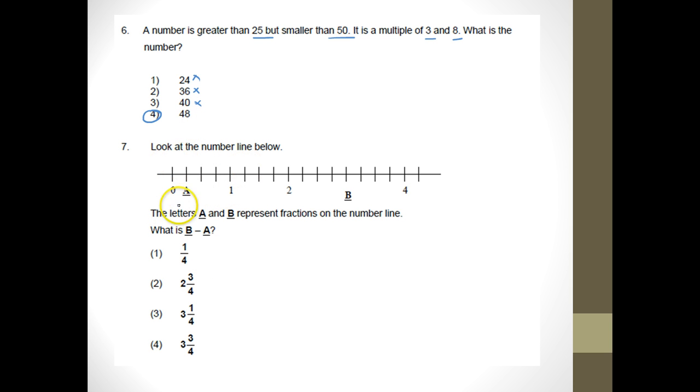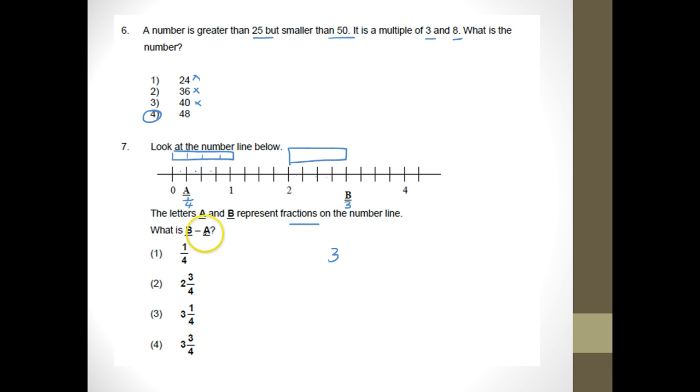Look at the number pattern. The letters A and B represent fractions on the number line. So we know that this is a fraction. This is a whole. There is 1, 2, 3, 4 parts. So I know A is 1/4. For B, 1, 2, 3, 4, this is 1 whole, right? So we know that this is 2, so B would be 3.